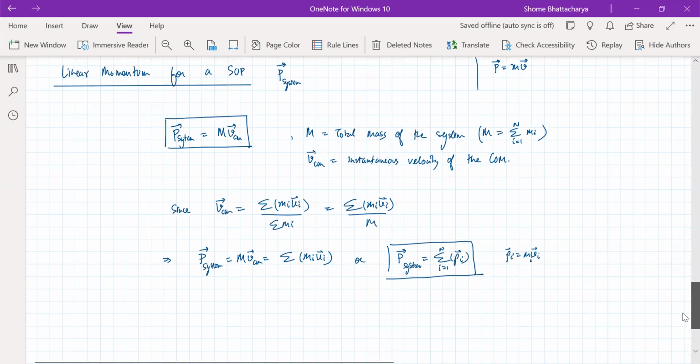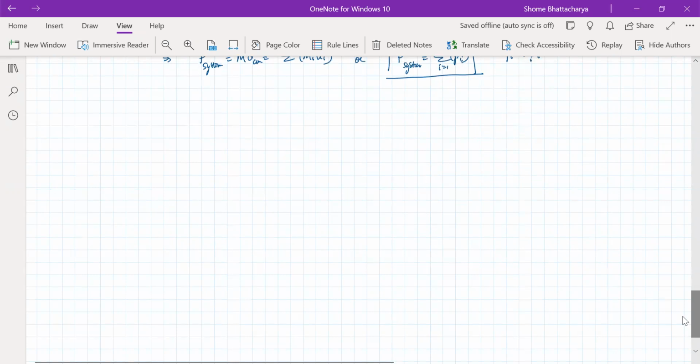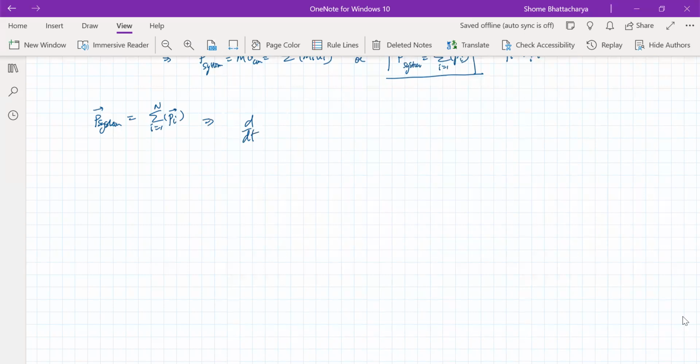Okay. Now see, with this definition, momentum of a system defined as the vector sum of the momenta of all the particles, you can see that if we differentiate this relation with respect to time, the rate of change of momentum of a system equals the rate of change of the summation of momenta of all the particles. So this is the same thing as summation of rate of change of momenta. Okay. d by dt of summation p will become summation of d by dt of p.